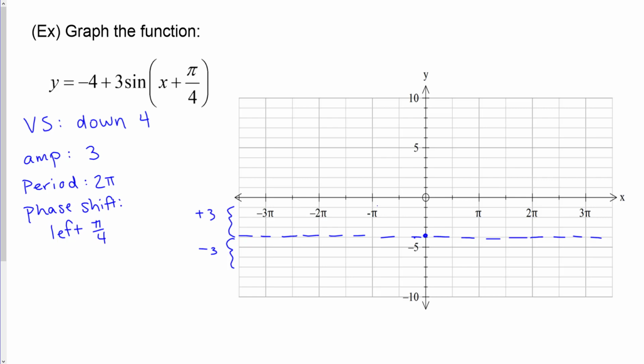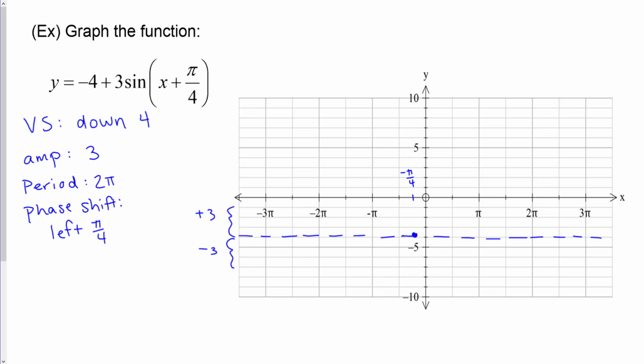So this unit is pi, so that means halfway in between would be pi/2. So that would be pi/4 right here. So I'm going to indicate that. So this is negative pi/4. So that's where my wave pattern is going to begin. Now the wave pattern is going to have to complete by the time I get 2 pi units away from that.